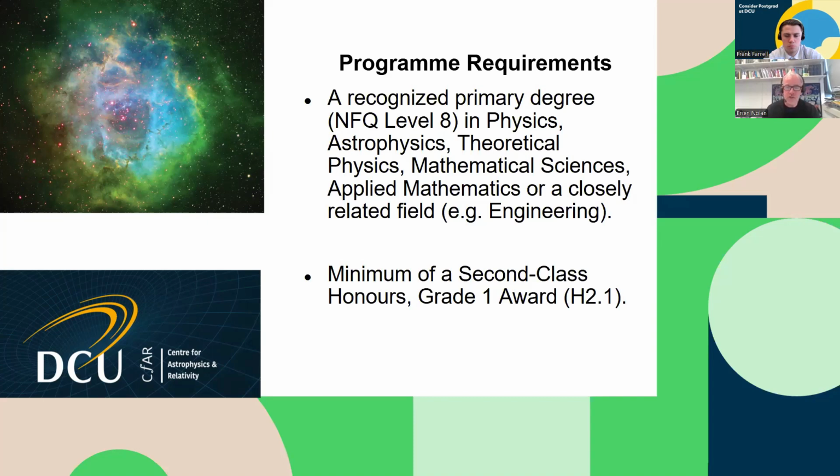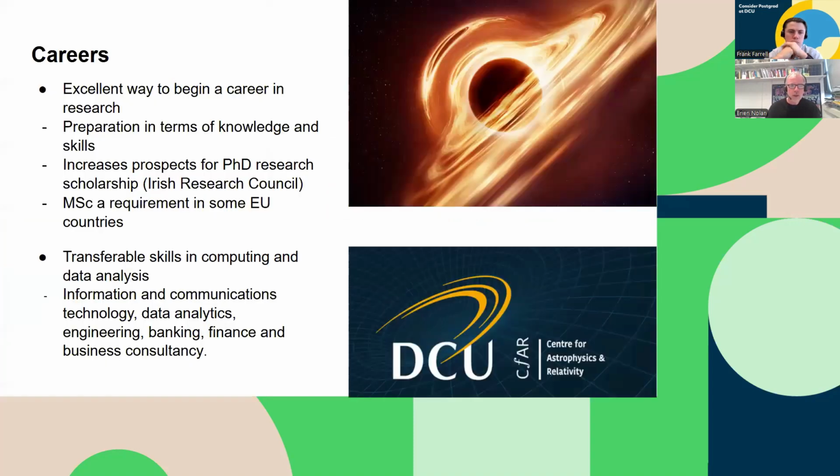So there's information on the course webpage about that. And if you have particular questions about your background in terms of maths and physics, I'd be very happy to answer those. And we look for students who have the equivalent of a second class honours grade 1 award here in the Irish system. So that's 60%. And we can figure out how that translates into grade point average in different systems.